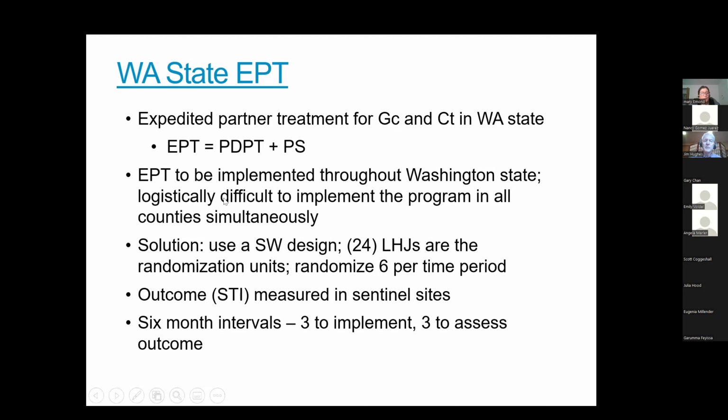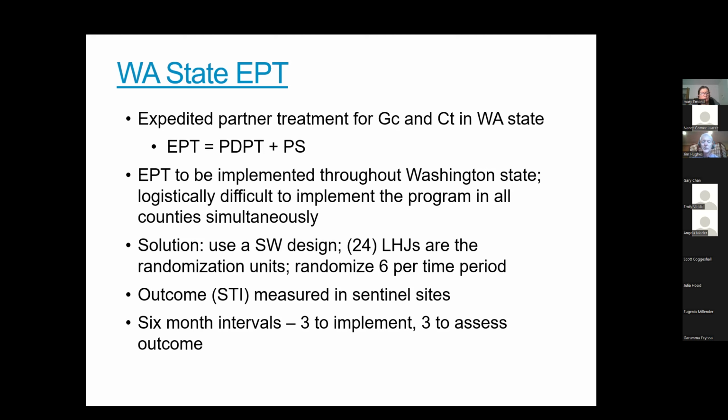So it's going to be implemented throughout the state, but it wasn't something that you could immediately do. Matt Golden is a professor in medicine, was the lead on this, and him and his team were going to have to go around to the counties, helping them implement this program. And so what we settled upon was to use a stepped wedge design.